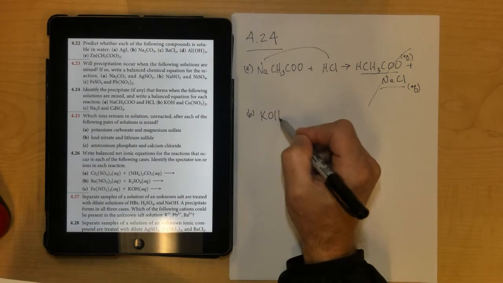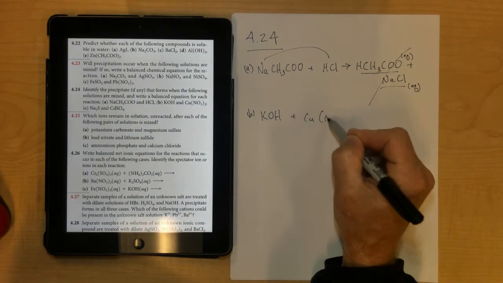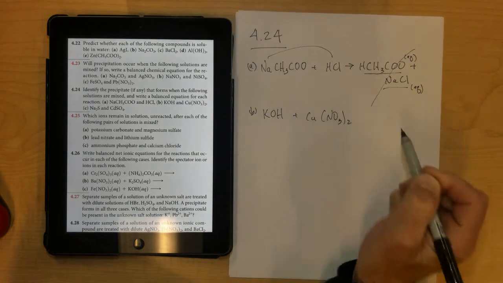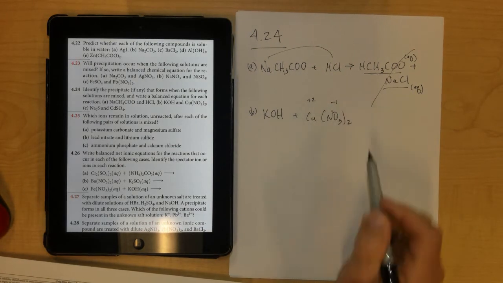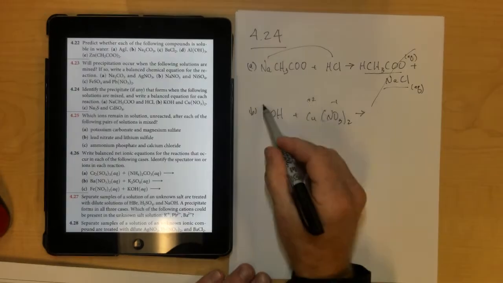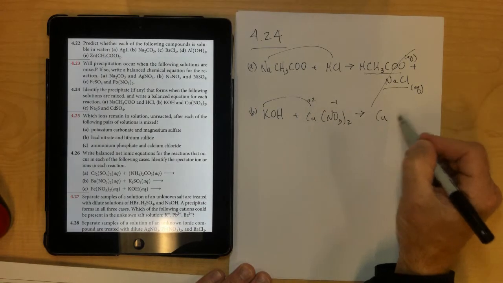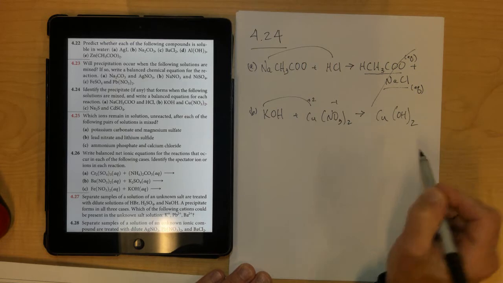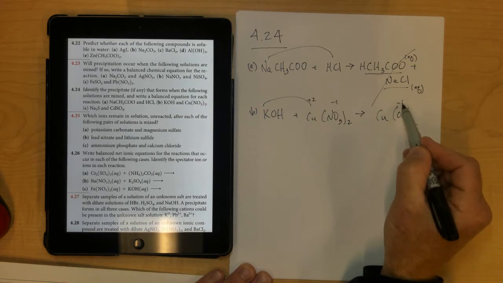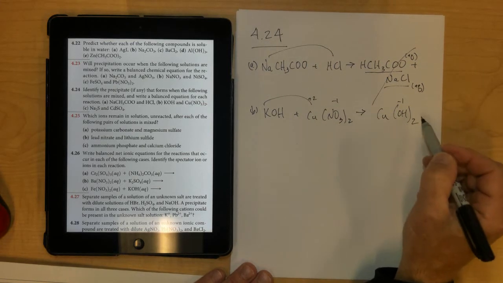KOH reacts with the copper nitrate, Cu(NO3)2. I can tell that copper is +2 right here because nitrate's -1. So when I swap the cations, potassium and copper, the copper is going to go with the OH, and there's going to have to be a 2 there because hydroxide's -1, and copper, of course, is +2.